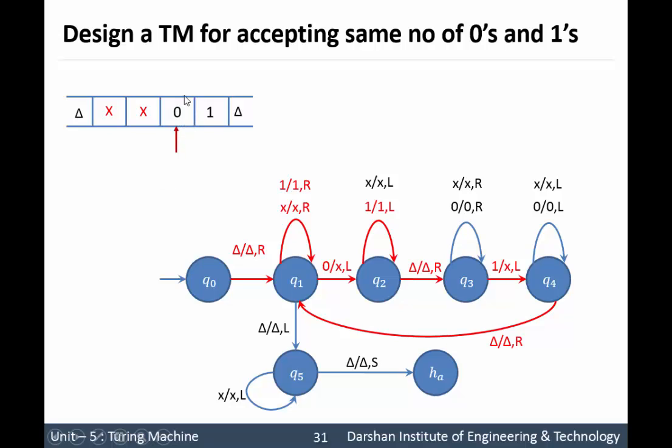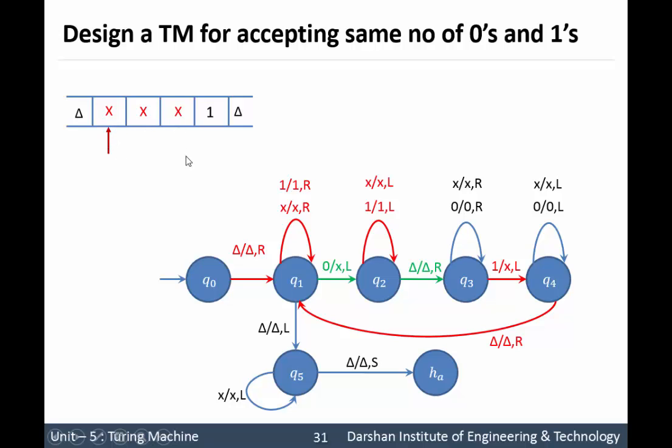Now in right direction again finally we have our leftmost 0. So 0 will be replaced with x and again move to the left direction. In left direction process all this x. So in Q2 state x will be replaced by x and move to the left direction. Again x will be replaced by x and move to the left direction. Whenever we encounter the delta, that means it's a left end of the string. So delta will be replaced by delta and move to the right direction.